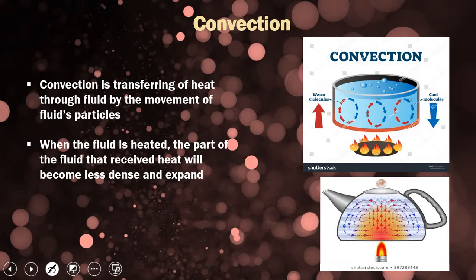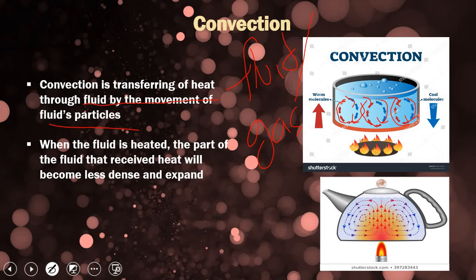So we're going to look at the second way of heat flow, which is convection, using fluid or gas. Convection is the transfer of heat through fluid by the movement of fluid particles. So this is how, when you boil the water, the particles will move in a circular motion.